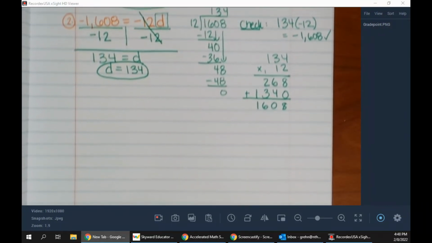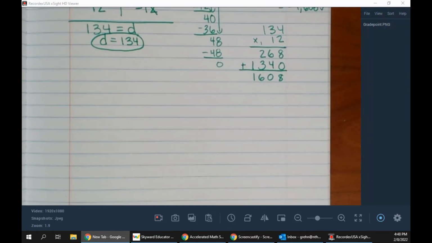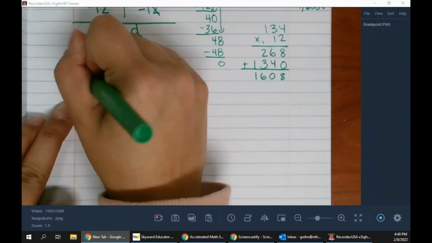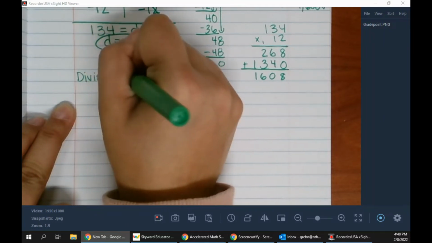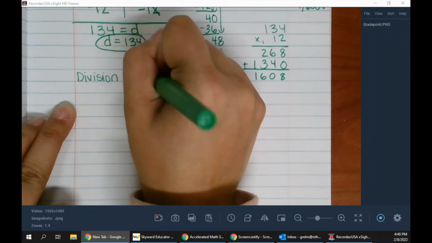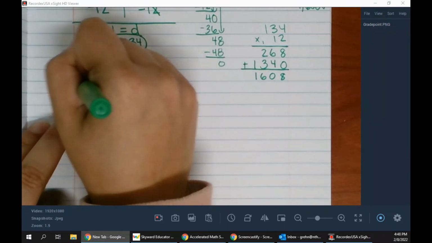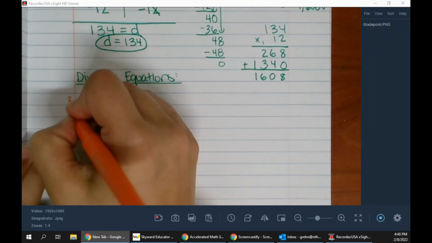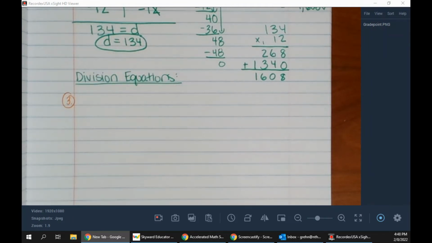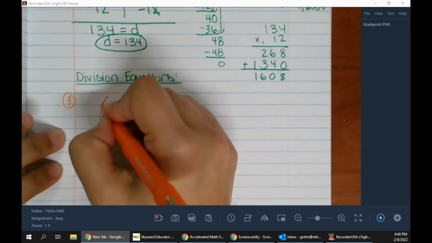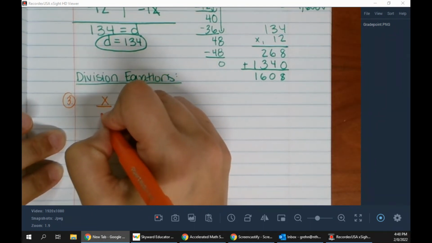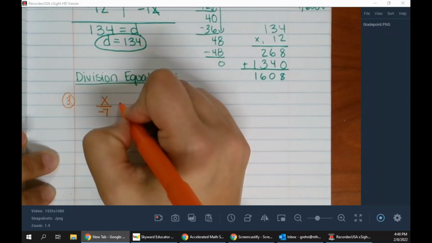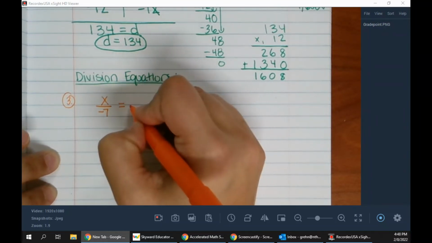Okay, let's switch gears and look at a division equation. So you can go ahead, title this part Division Equations. So for number 3 here, we're going to have x over negative 7. And you'll notice I left some room here. I did that on purpose. So x over negative 7 equals 63.